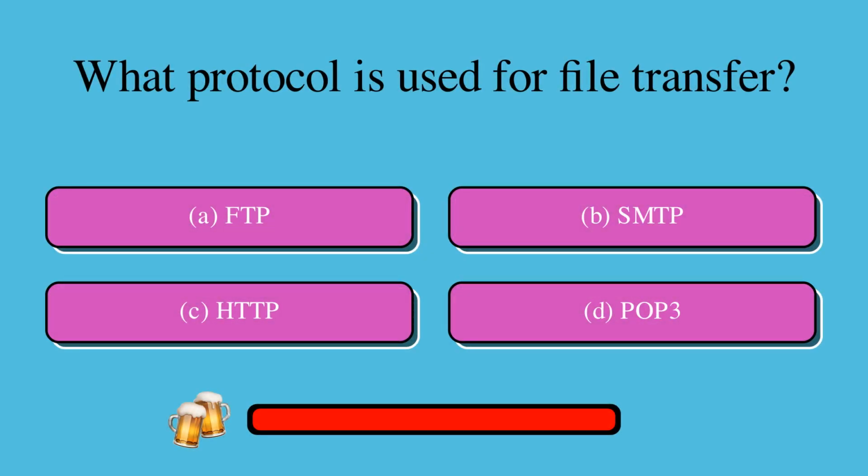What protocol is used for file transfer? Is it A, FTP, B, SMTP, C, TCP, or D, POP3? The correct answer is A, FTP.